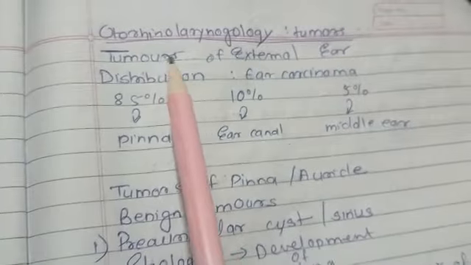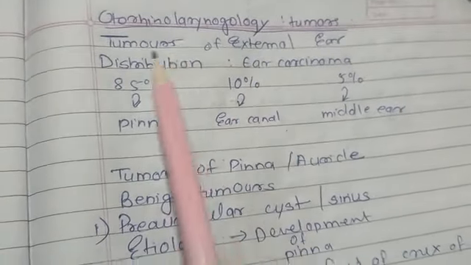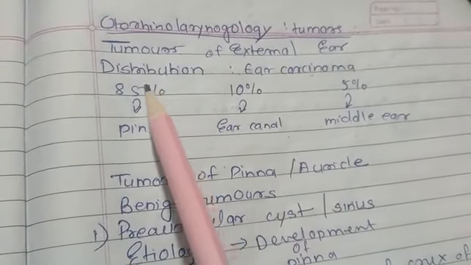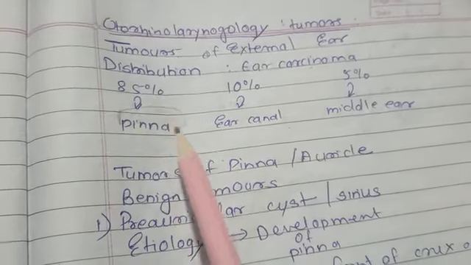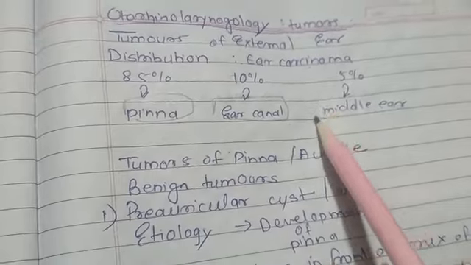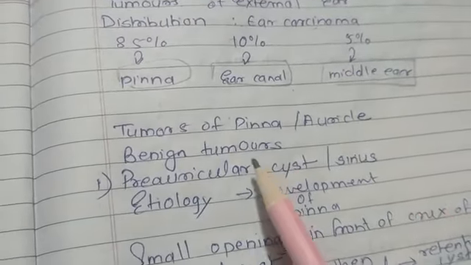So let's begin with today's topic, that is tumors of external ear. Tumors of external ear distribution: ear carcinoma accounts for 85% pinna, 10% ear canal, and 5% for the middle ear.